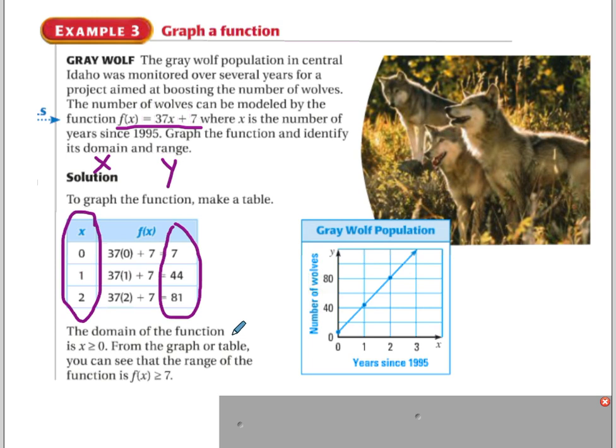So the domain, like I said, is anything above 0, because if you look, x is just going to keep going on and on and on forever. And my range is anything larger than 7, because my lowest number, my y-intercept, is 7.